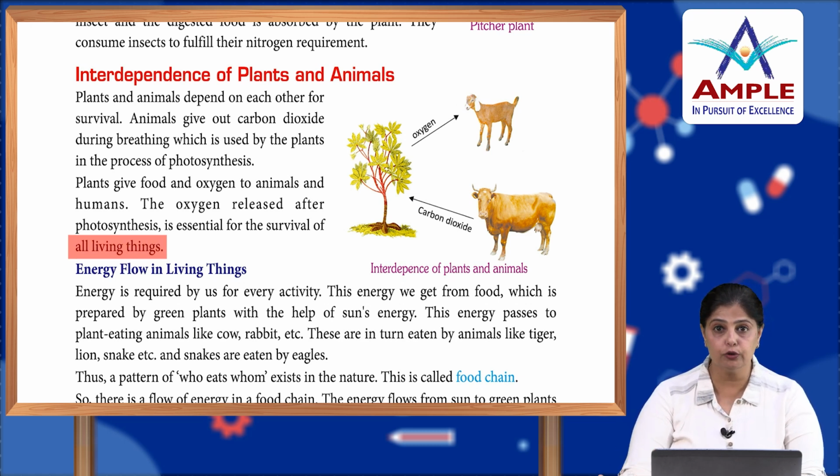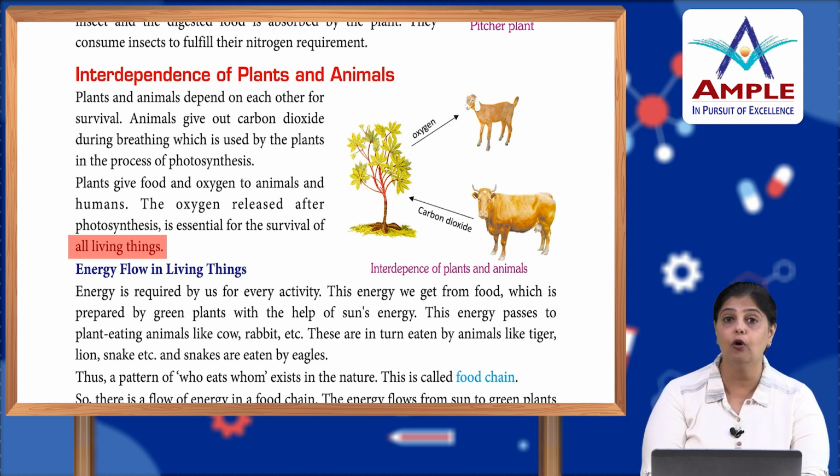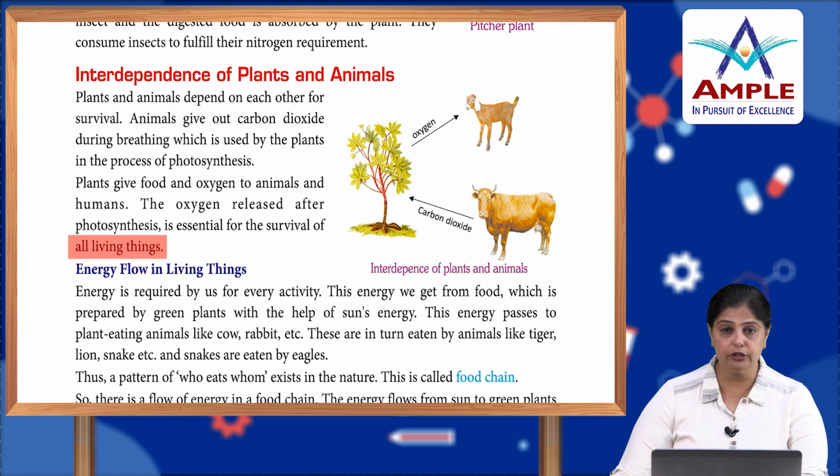So, during the process of photosynthesis, what happens? In the process of photosynthesis, plants make their food. Now, what do they use to make the food? They use carbon dioxide from the air. So, we take in oxygen from the plants and give out carbon dioxide. This carbon dioxide is used by the plants along with water, chlorophyll and sunlight. Now, this is most important for the survival of the plants. The oxygen released after photosynthesis is essential for the survival of all living things.